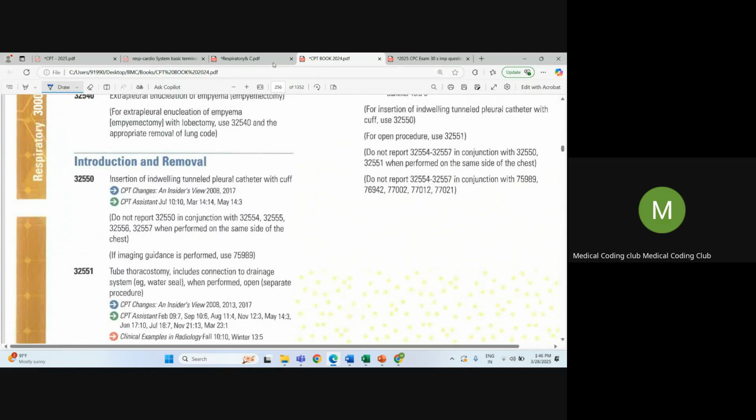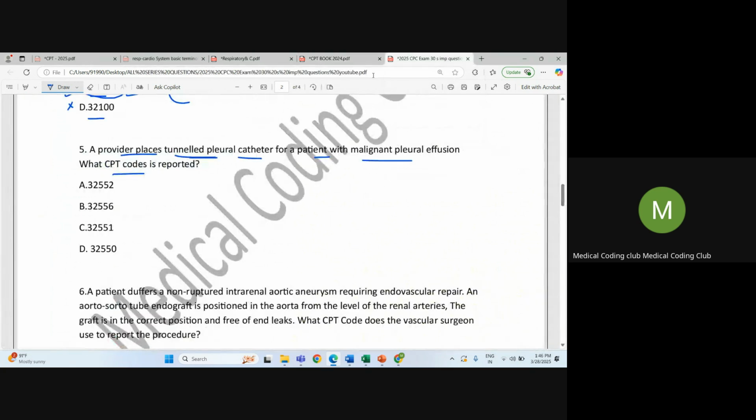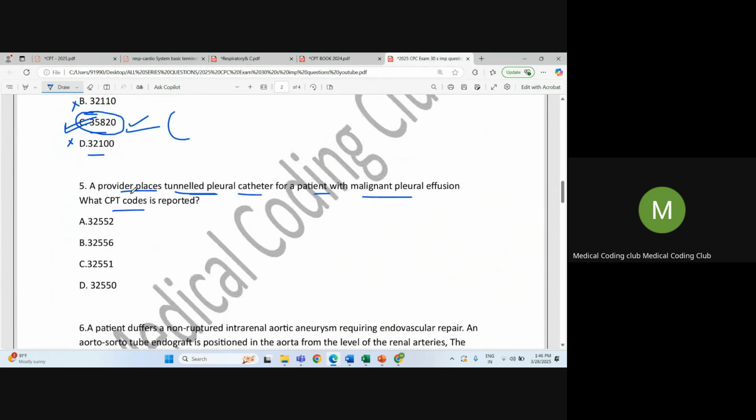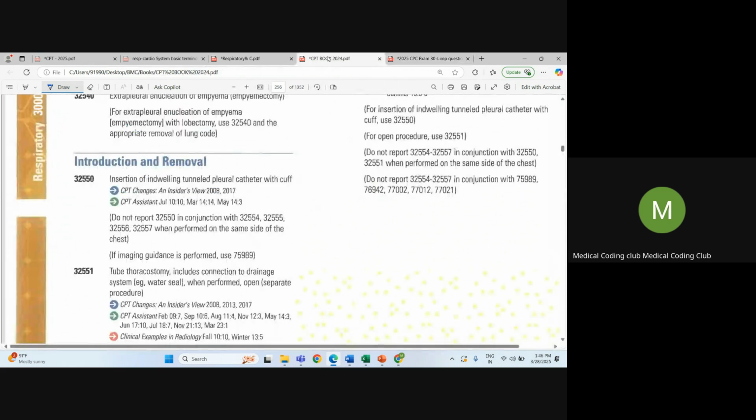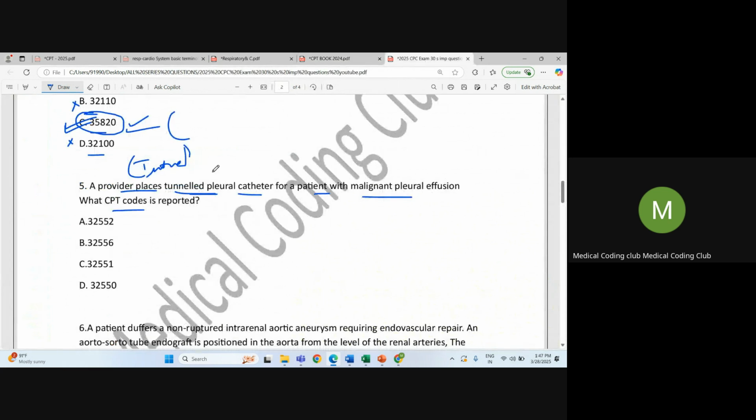As you can see here, the question is about introduction or removal. Here, places is nothing but introduction. They are introducing a catheter, so we have to take the code under the introduction procedure. If you check under introduction, the tunnel placed: 32550 says insertion of indwelling tunneled pleural catheter. So this is the right answer for this particular question.